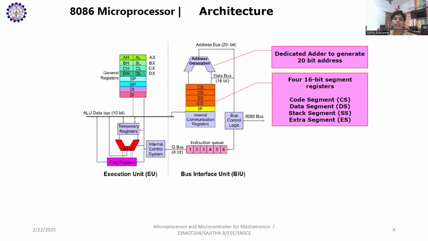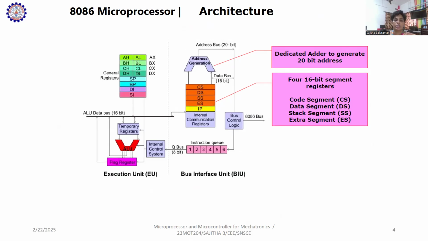The bus interface unit consists of an address generator, which is generally used to produce a 20-bit address, because there are only four 16-bit registers, which are capable of producing a 16-bit address, while there is a formula to calculate the physical address of the address bus. That is, physical address is equal to segment register times 10H plus offset address. With this formula, the 16-bit address will be converted into the 20-bit address, so that the data or the instruction can be easily accessed from the memory.